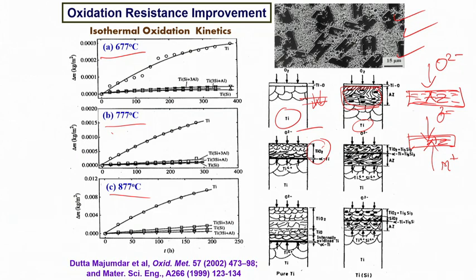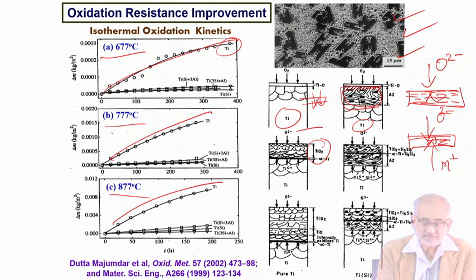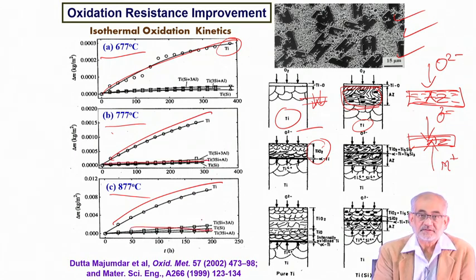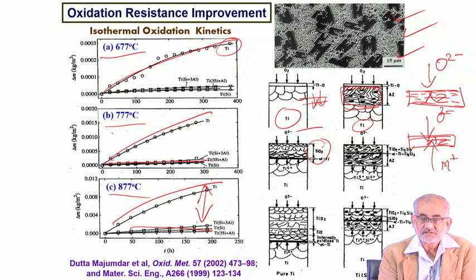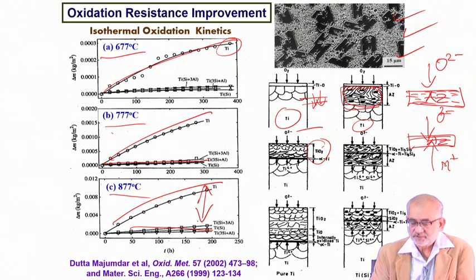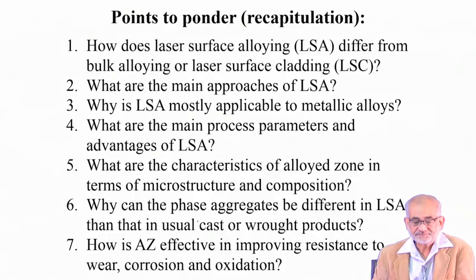And that's exactly what happened, as a result of which what we see is that pure titanium will oxidize so fast and to such a large extent, whereas the alloyed zone will undergo practically negligible oxidation. So you create a huge difference in oxidation resistance. You make the substrate highly oxidation resistant because of this kind of surface alloying.